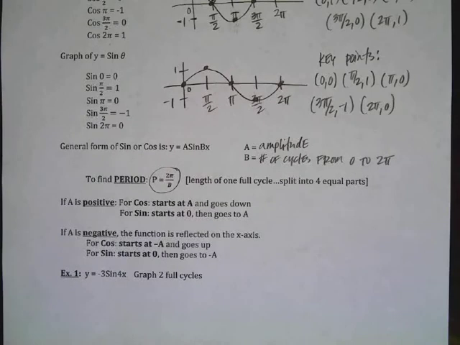Then it goes on to tell about if your A is positive, that means for a cosine it starts at the A and it goes down. For a sine, for it to be positive, it starts at 0 and goes up. And then negative is the opposite because it's a reflection on the x-axis.